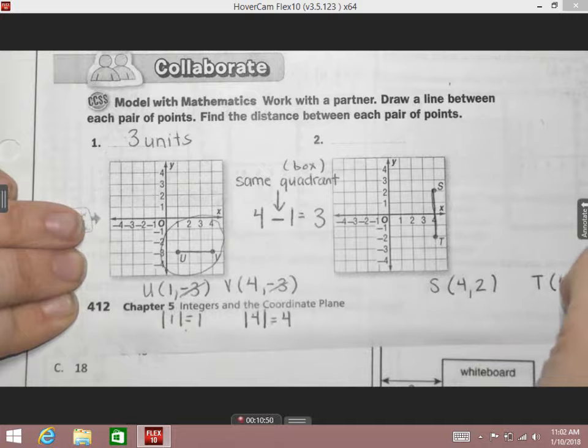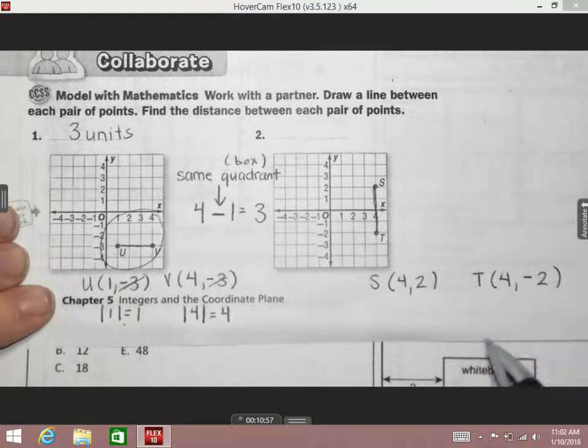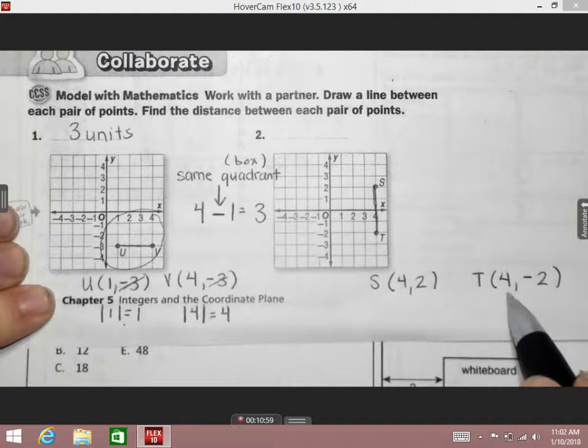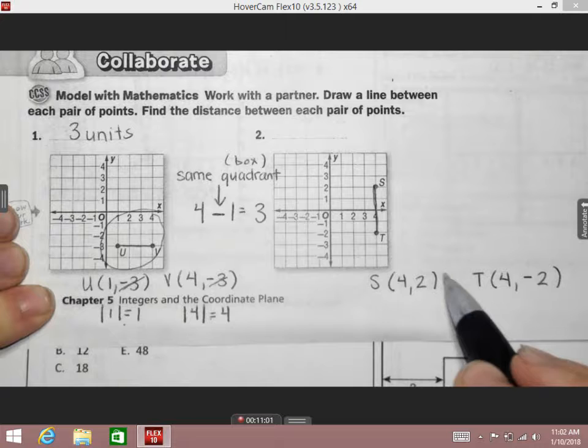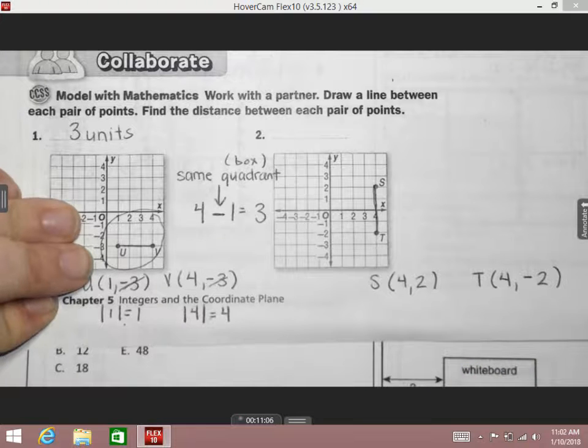It's 4, 2. 4, negative 2. Okay, now this one's a little bit trickier to decide what to mark out. Because right now, my 4 and 4 look like they match, and then they also both have 2's. But which ones are the exact same?